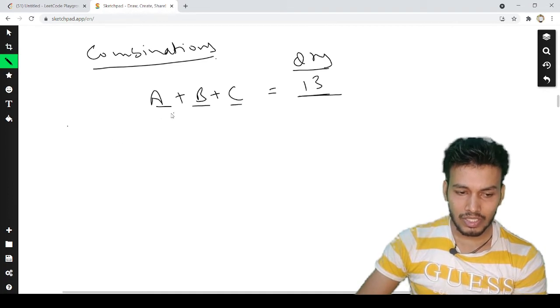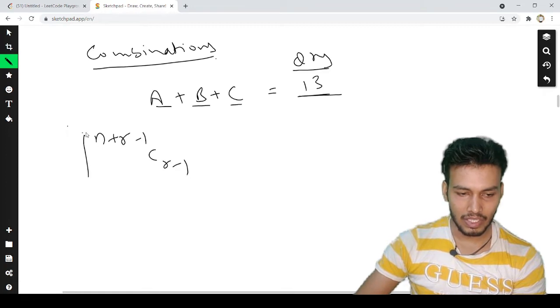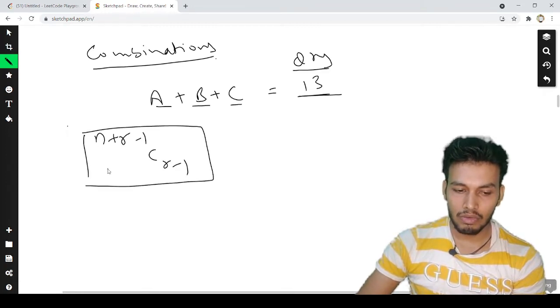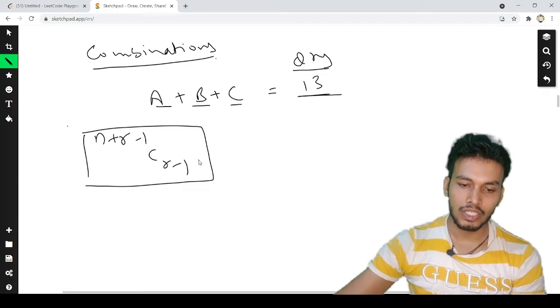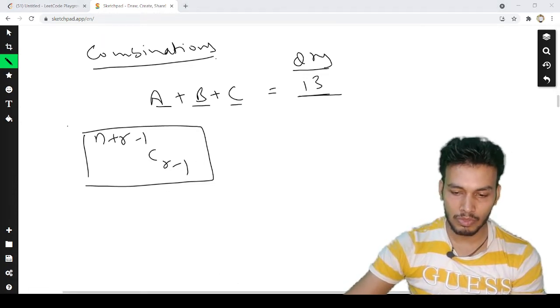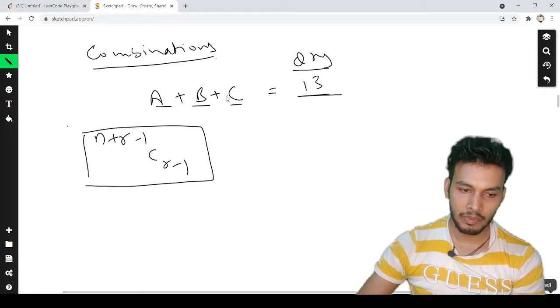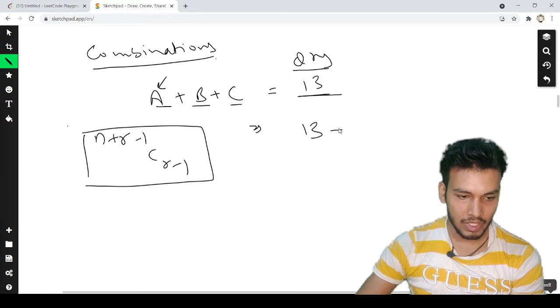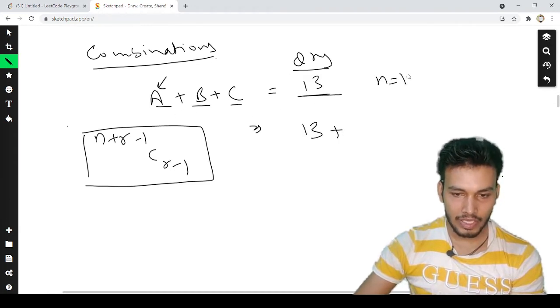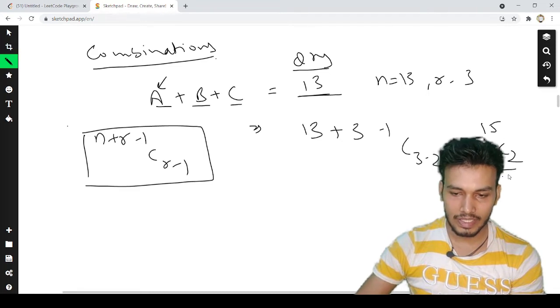In such a case the formula is simple, that is n plus r minus 1 C r minus 1. This is the formula that you need to always follow. With the help of this formula you'll see that I'll be able to solve most of my problems. Here I'm considering the possibility that all 13 chocolates go to only one person. So n is 13, r is 3, so it becomes 13 plus 3 minus 1 C 3 minus 1, that is 15C2.